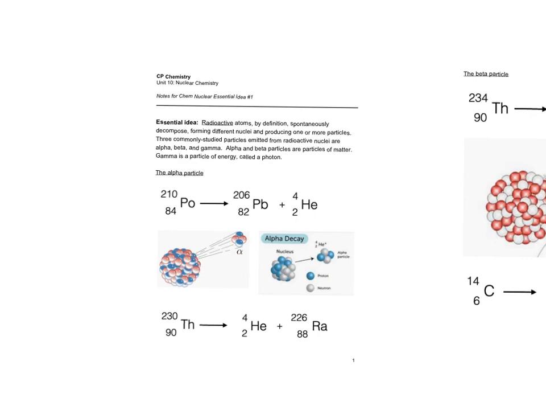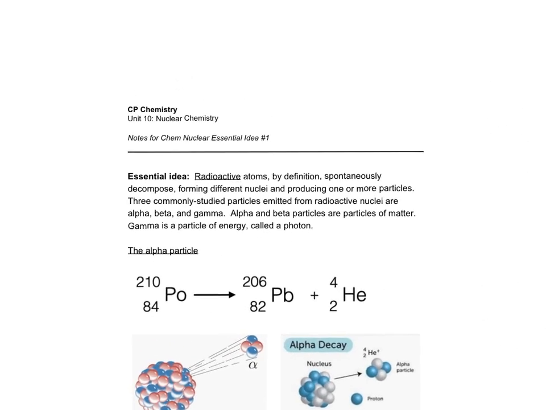Welcome to the video for essential idea number 1 in our nuclear chemistry unit. Essential idea number 1 is that radioactive atoms, as you have read a little bit about in your textbook, by definition spontaneously decompose. And in so doing, a different nucleus is formed, so it has a different element name from the periodic table. And also one or more particles are ejected from the nucleus when it goes through this decomposition.